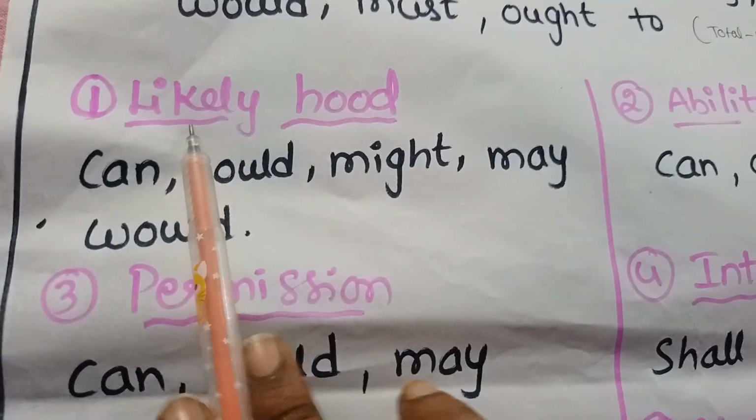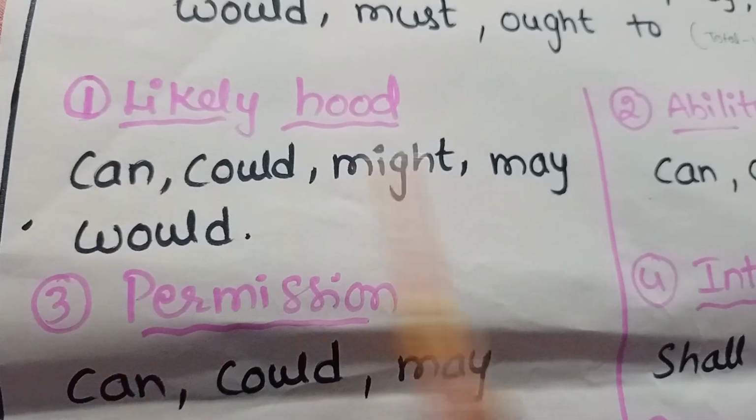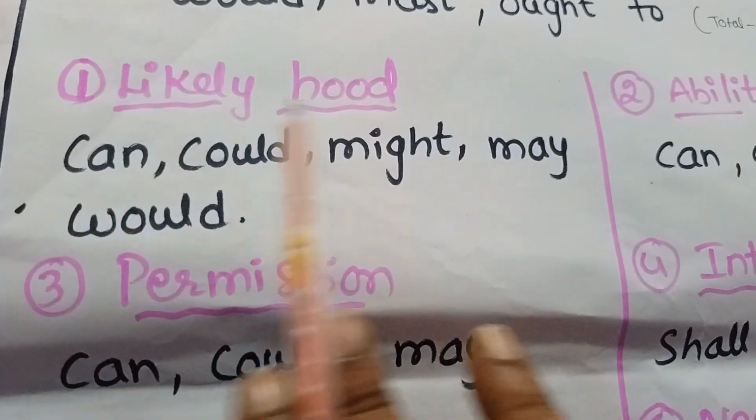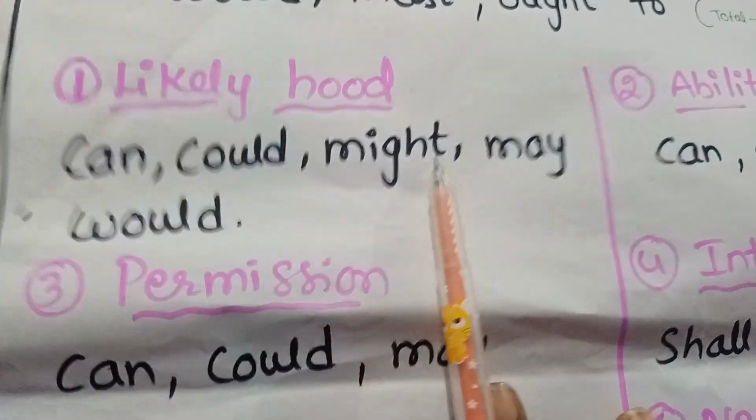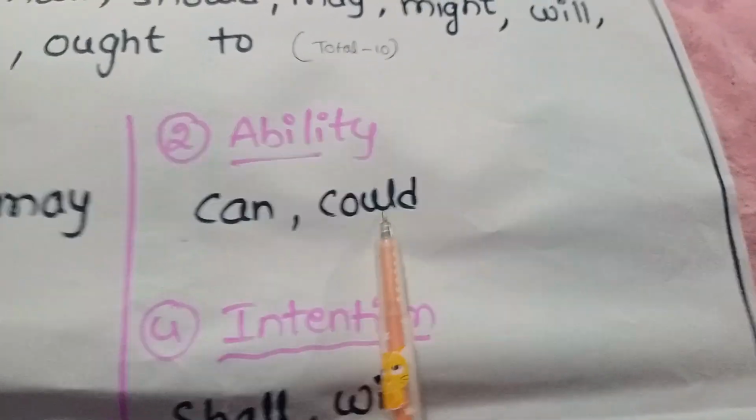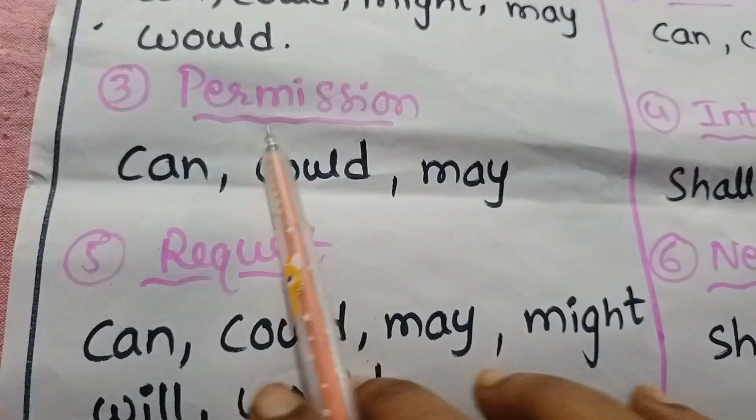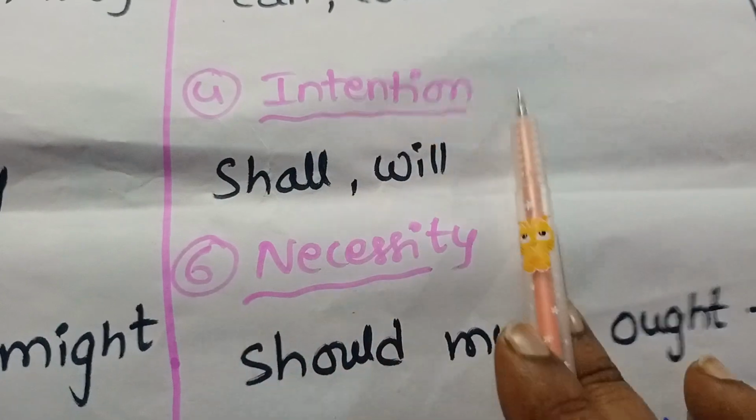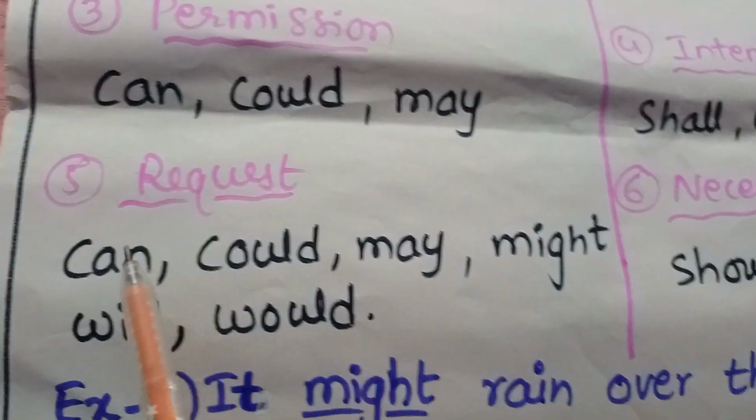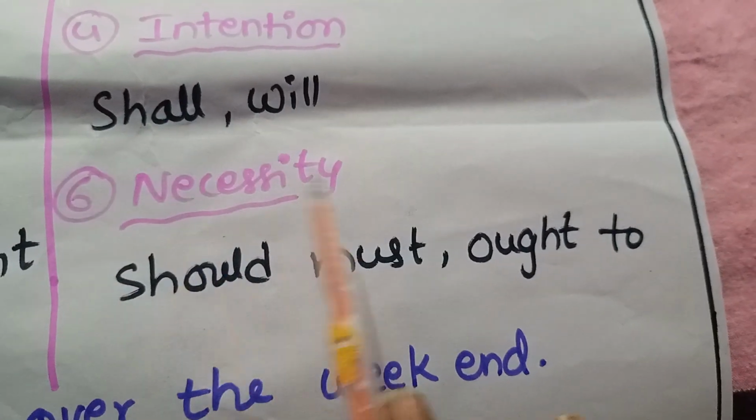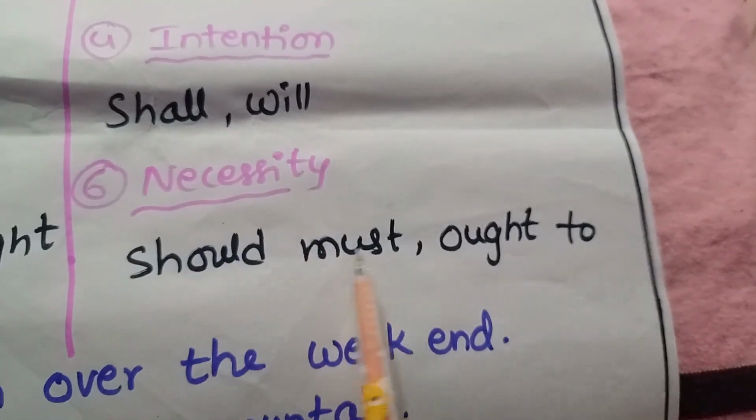So, these modal auxiliary verbs come under likelihood: can, could, might, may, would. Next one, under ability: can, could. Under permission: can, could, may. Under intention: shall, will. Under request: can, could, may, might, will, would. Under necessity: should, must, ought to.